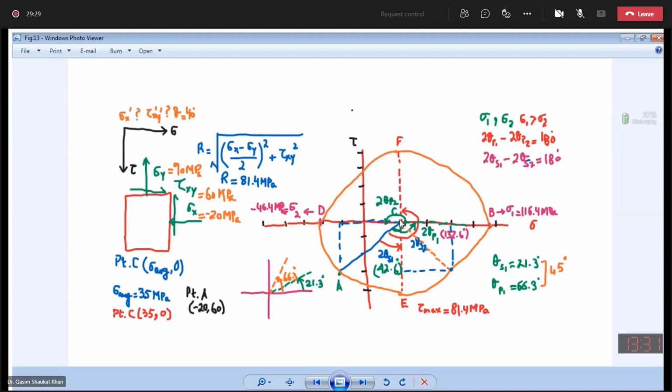Then 35 minus 81.4, you can mark a point here. Then on the vertical axis, at 35, 81.4 downwards and 81.4 upwards. So you can mark those 4 points and then connect them with a smooth circle. So please draw this. Okay.